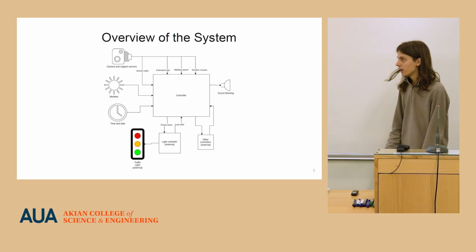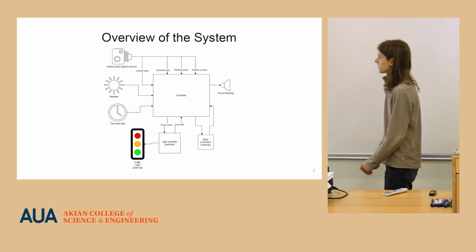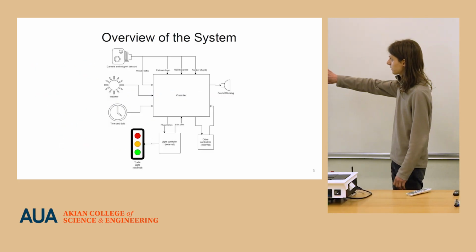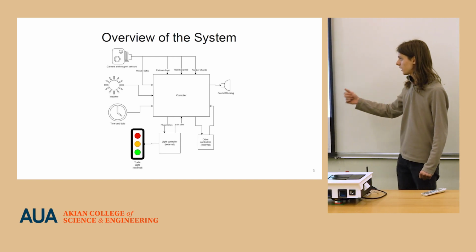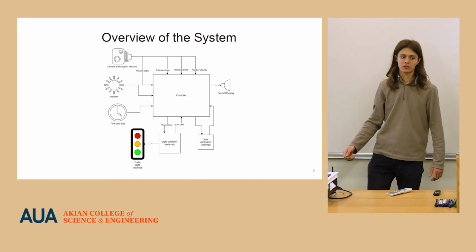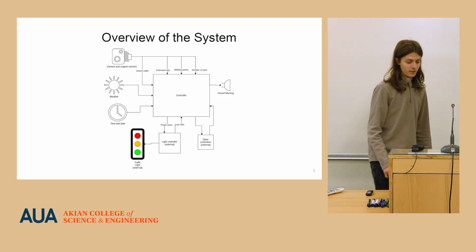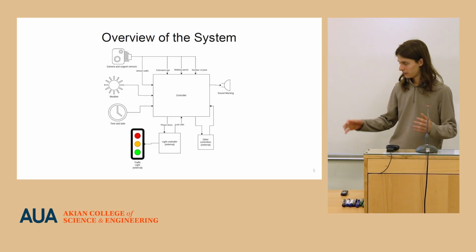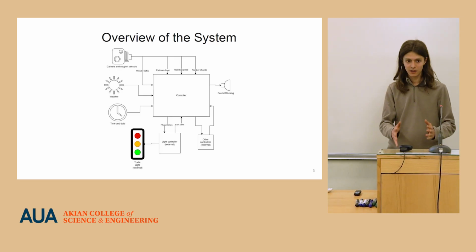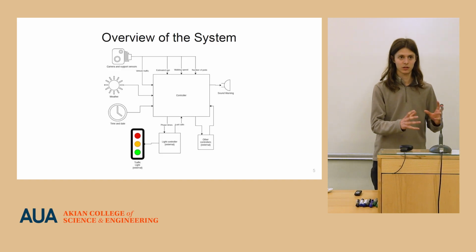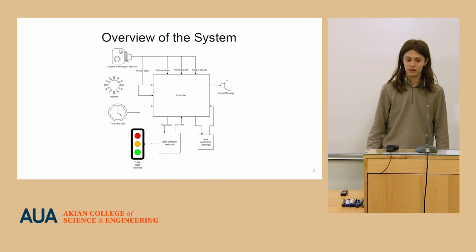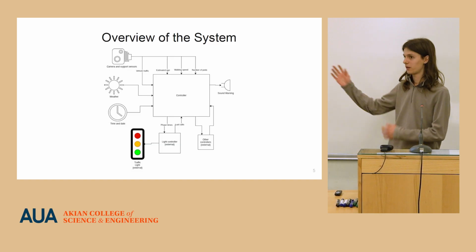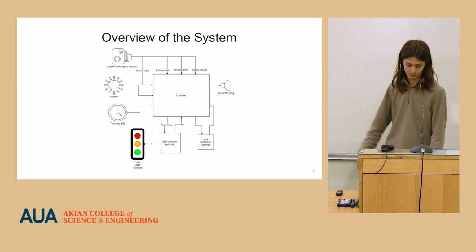So the overview of the system is that it has the main controller, camera, and it inputs weather, time, and it outputs to the main controller of the traffic lights, the controller module that controls the separate lights, and it can communicate with other controllers too.